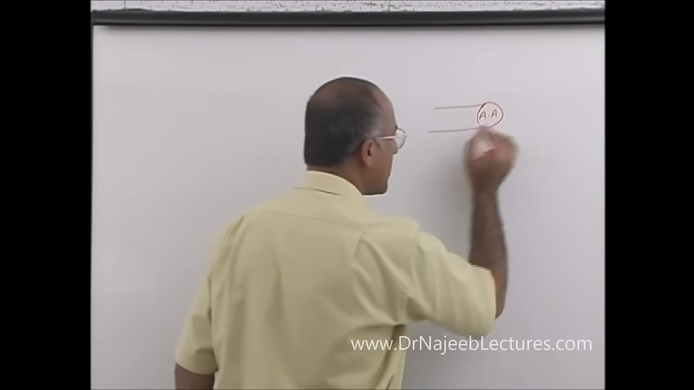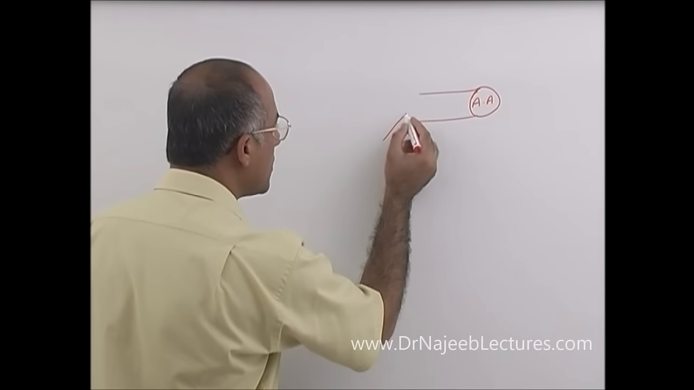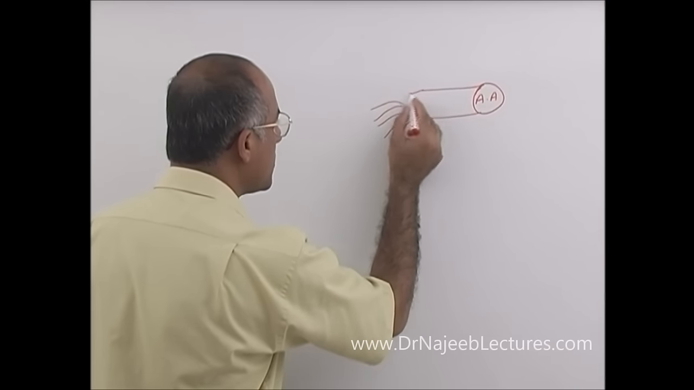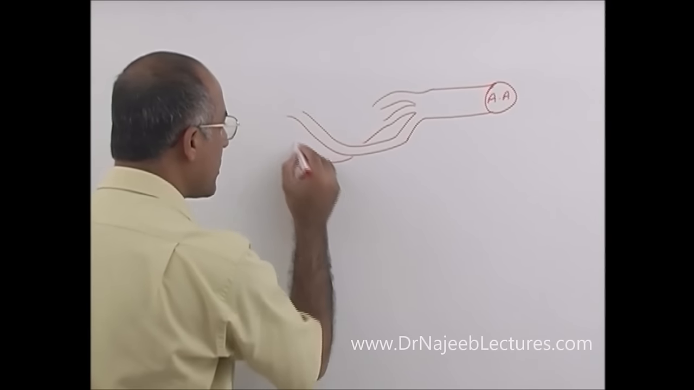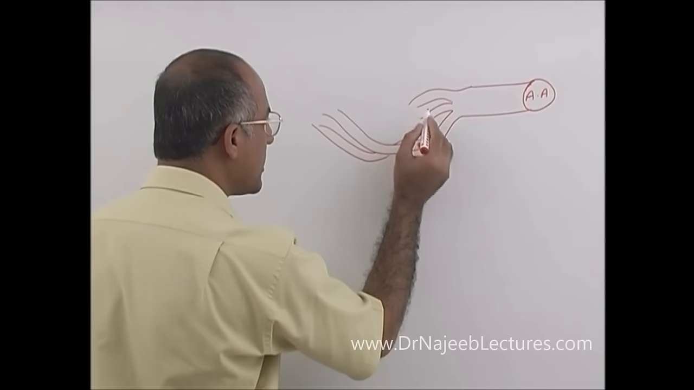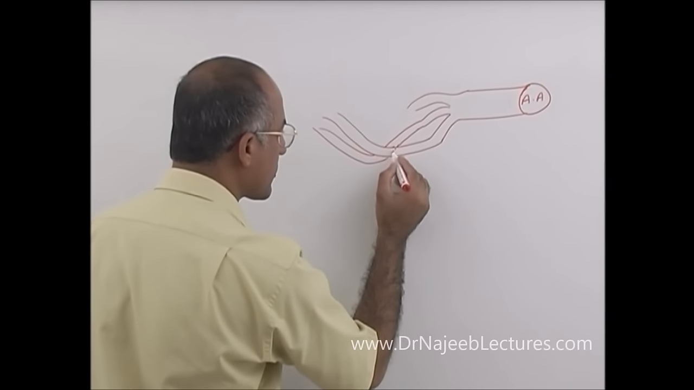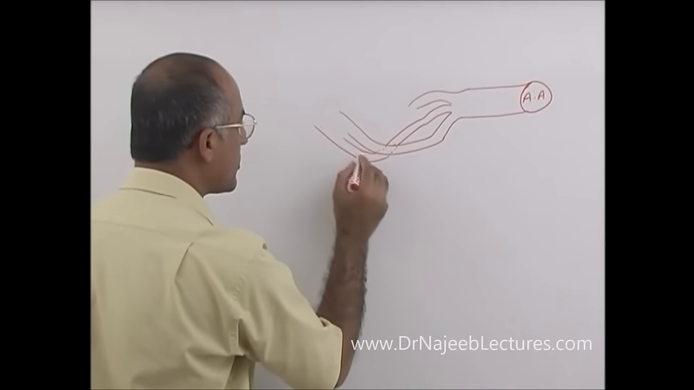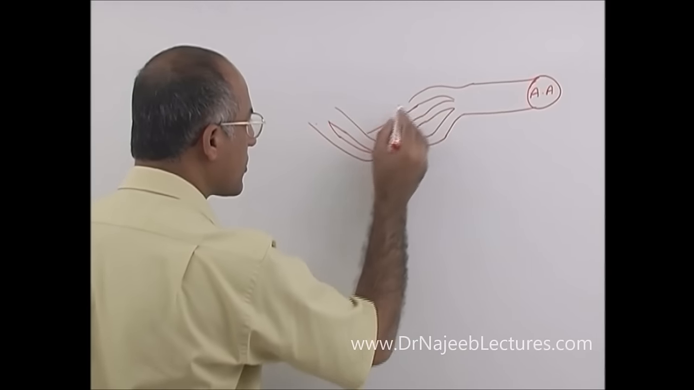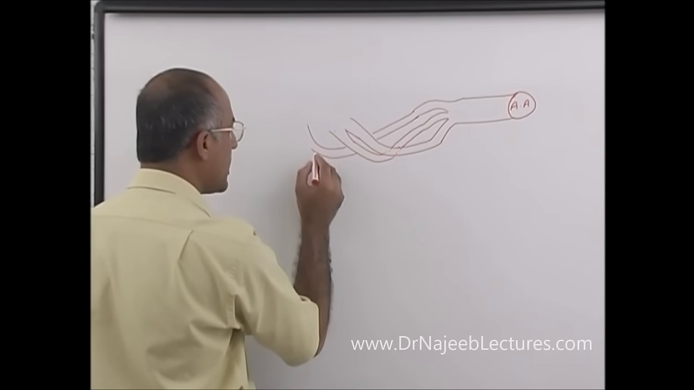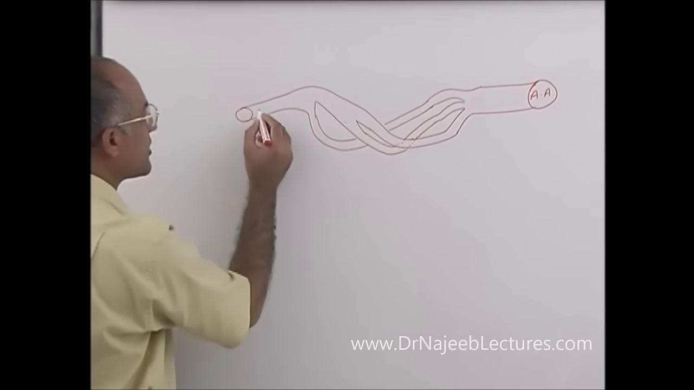The afferent arteriole is bringing the blood to the glomerulus. Now what really happens is that this afferent arteriole will break down into multiple capillaries. Let's suppose this is one capillary network, this is another, and here is one more capillary network. Now all these capillaries rejoin each other and make what? The efferent arteriole.